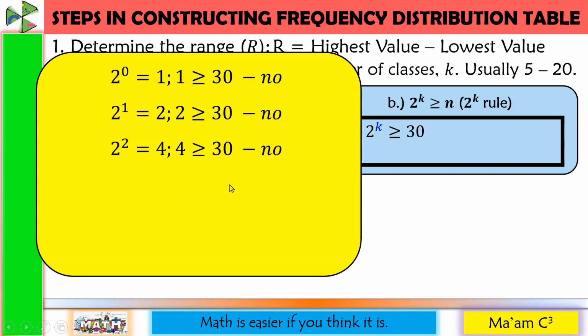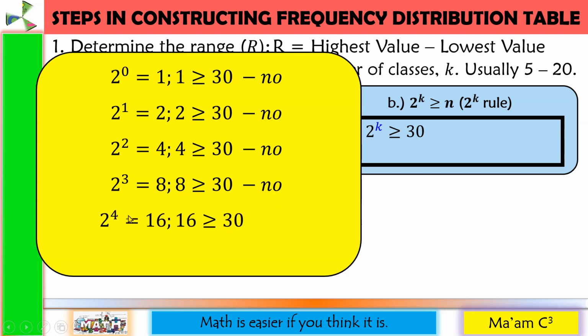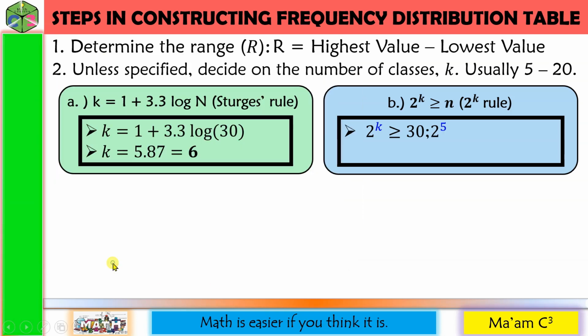Still no. How about if our k is equal to 3? 2 cubed is equal to 8. Is 8 greater than or equal to 30? No. How about if k is equal to 4? 2 to the 4th is equal to 16. Is 16 greater than or equal to 30? Still no. Now what if k is equal to 5? 2 to the 5th power is equal to 32. Is 32 greater than or equal to 30? Yes. Therefore, our k is equal to 5. So we're going to use 2 raised to 5. Again, 2 raised to 5 is equal to 32.